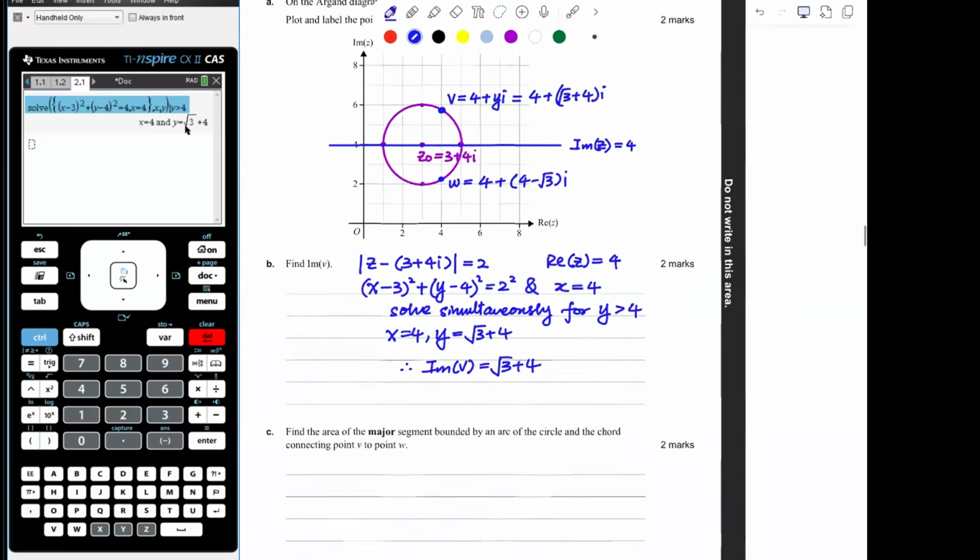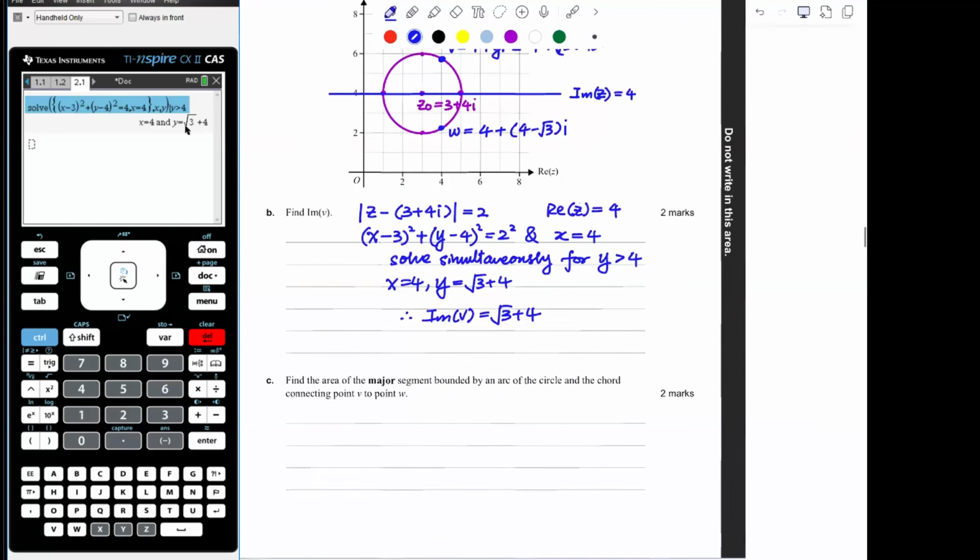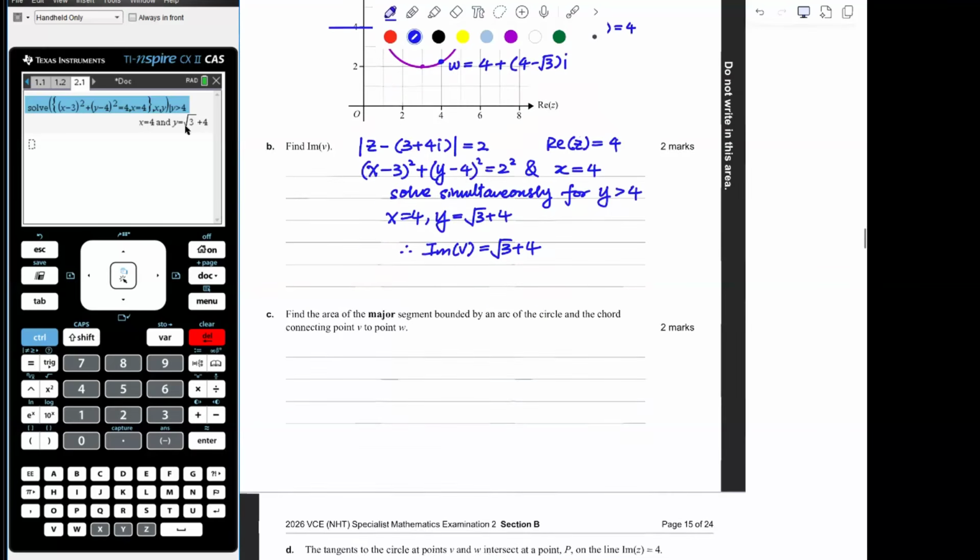The next thing is we find the area of the major segment bounded by an arc of the circle and a chord connecting v and w. So basically, if you think about the previous diagram, this point is 3, this point is 4, x values. So this will be a 1, and this will be root 3. Therefore, you will get 60 degrees, and also another 60 degrees. So the outer angle, theta, the rest, will be 2 pi minus 2 lots of pi over 3. That's 4 pi over 3.